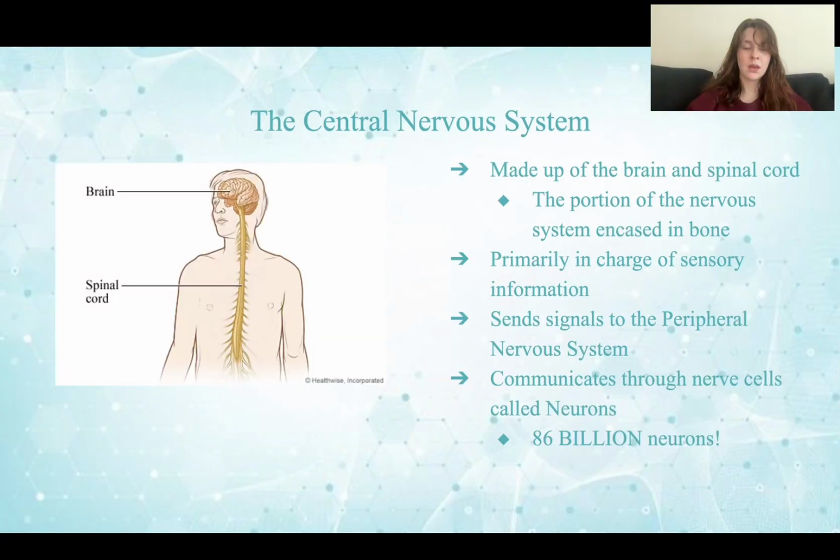First, we have the central nervous system, which is made up of the brain and the spinal cord, the portion of the nervous system that is encased in bone. The central nervous system is primarily in charge of sensory information. It sends signals to the peripheral nervous system and communicates through nerve cells in the brain called neurons.